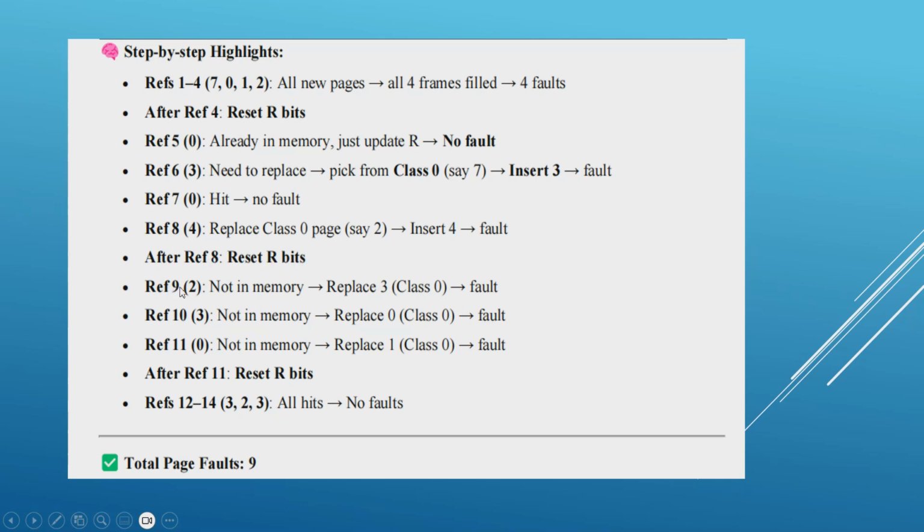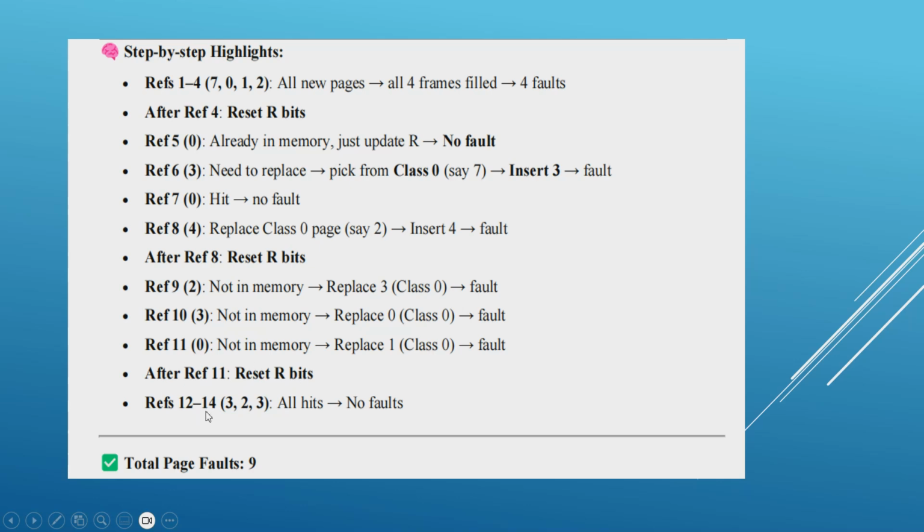For reference 9, the number is 2, which is not in memory, so replace 3, which is class 0, and thus it is a fault. For reference 10, which is number 3, and it's not in memory, so replace 0, which is class 0, and it occurs as a fault. For reference 11, the number is 0, which is also not in memory, so replace 1. It is class 0 and hence a fault occurs.